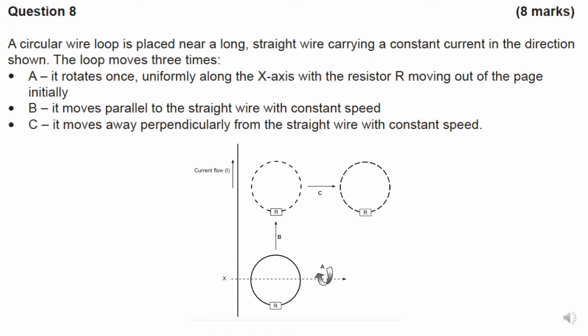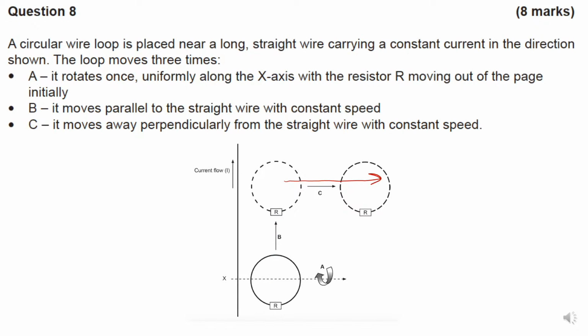So A, it rotates at this location here. B, we see that the loop moves vertically upwards. And then C, we see that the loop moves away from the wire.